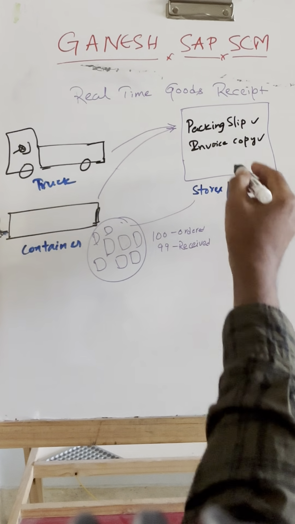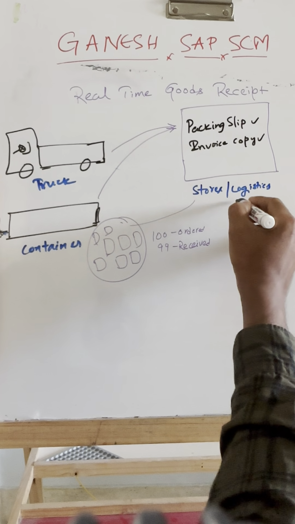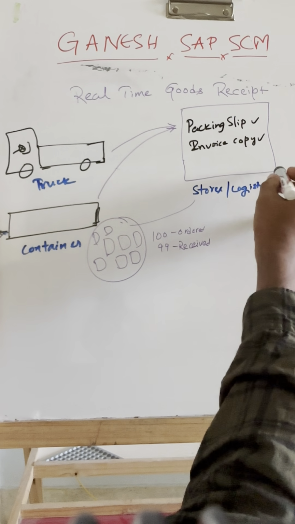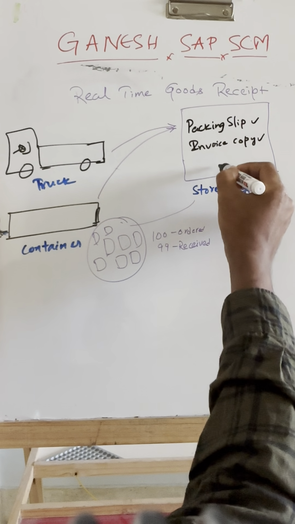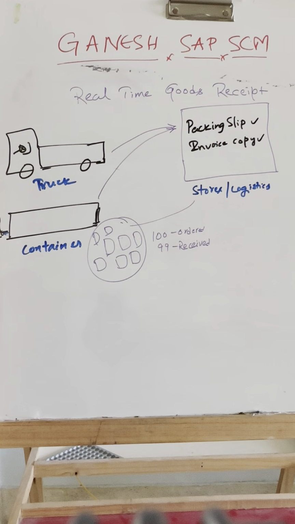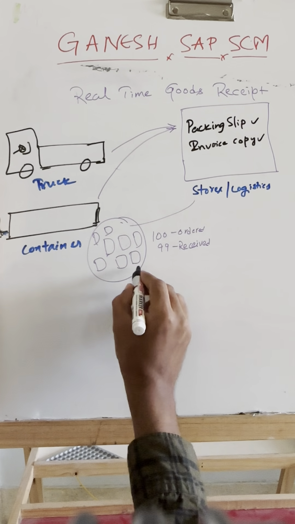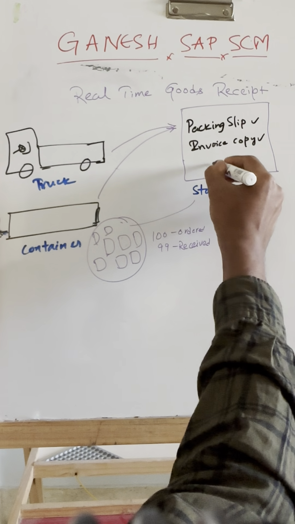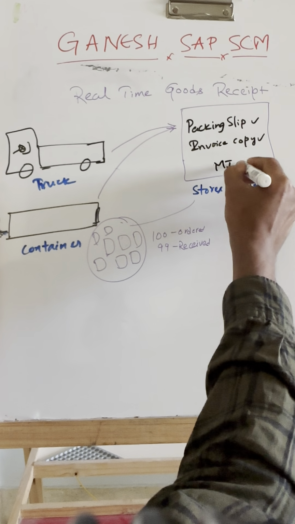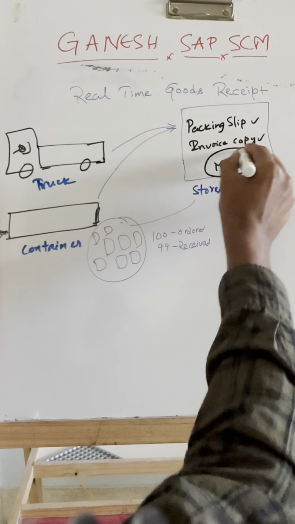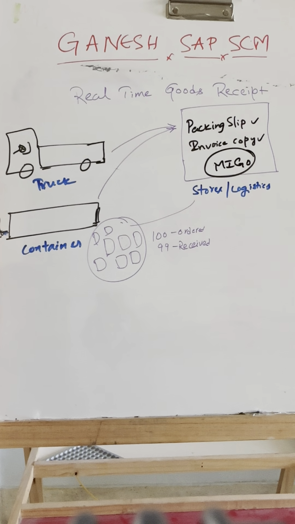Then they will post, the same team, or a verification team. I'm going to explain in a way where we take inventory management. I don't want to include warehouse management, where there will be additional steps and you may get confused. For now, we'll take it that the company is using inventory management. So for the physical goods, they will post with MIGO of 99 pieces. Okay.